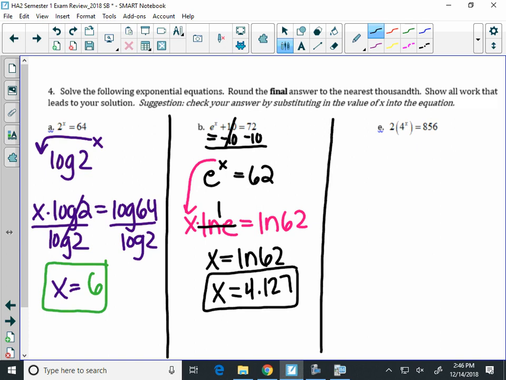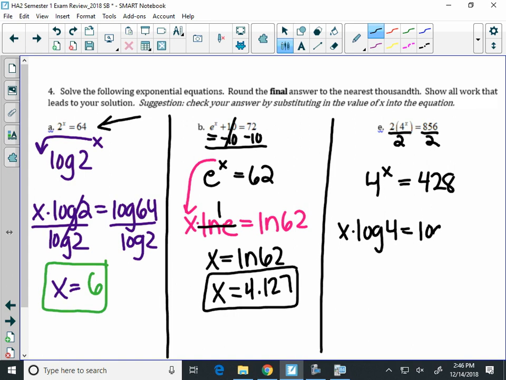In E, just like in B, before you can actually take the log of both sides, you have to move the coefficient 2 outside of the parentheses. So we have to divide first, where we'll get 4 to the x equals 428. Now this problem looks just like the problem in A, where you're going to take the log of both sides and bring the exponent down in front.